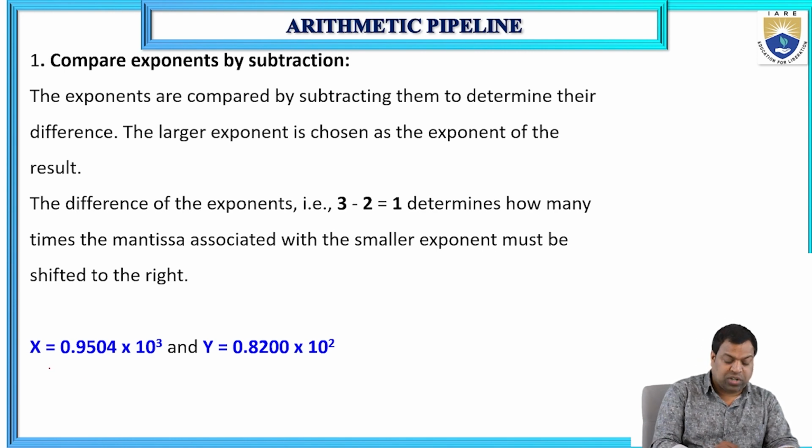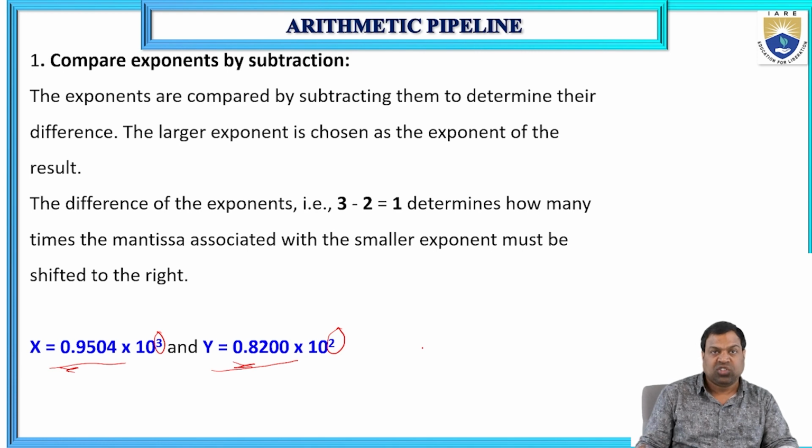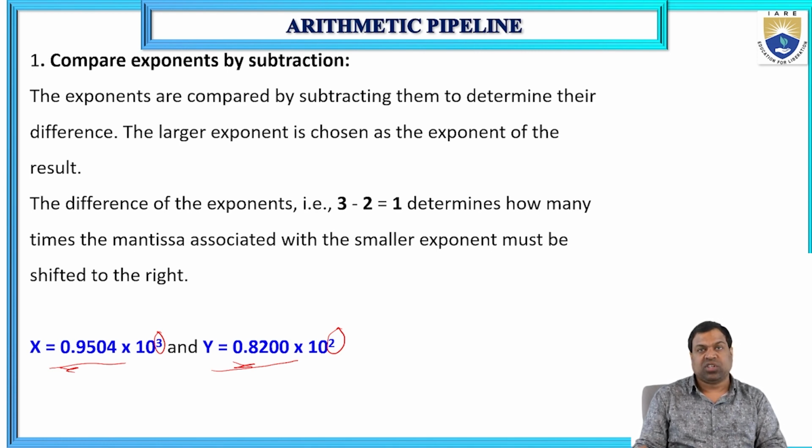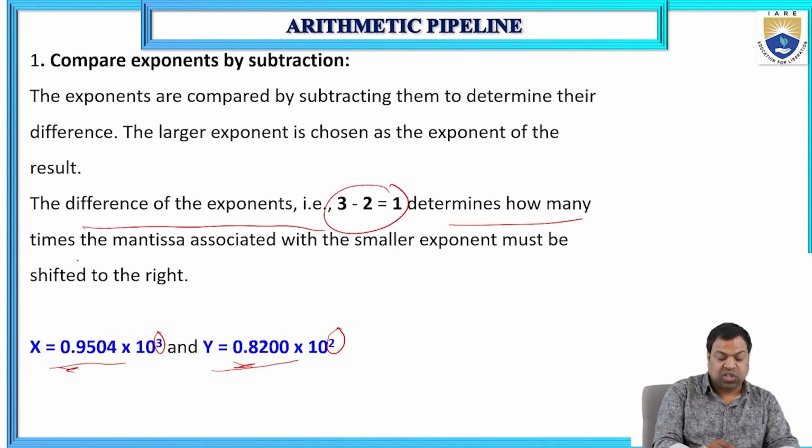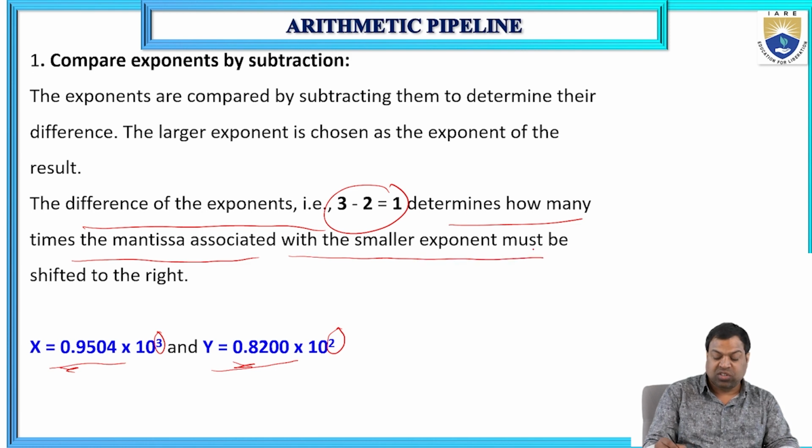X equal to 0.9504 into 10 cube, y equal to 0.82 into 10 square. So it is a 10 square and it is a 10 cube. So we have to balance. Here 0.8, here 0.9. So there is no change. Why? Because 0.8, 0.9, these are balanced. So what do we have to do now? The difference of the exponents, that is 3 minus 2 equal to 1. It determines how many times the mantissa associated with the smaller exponent must be shifted to the right side.